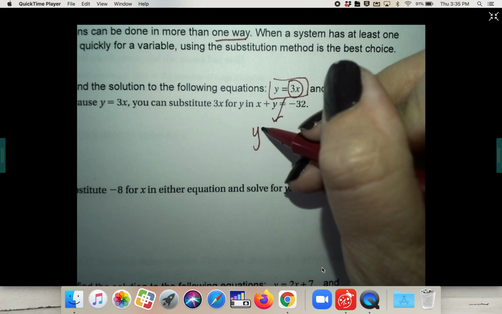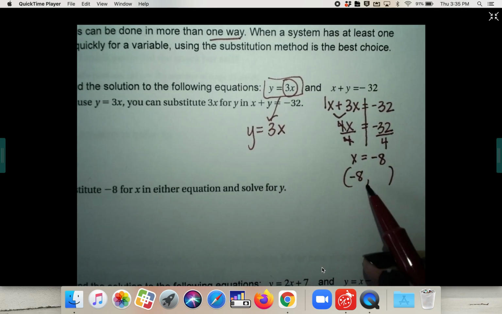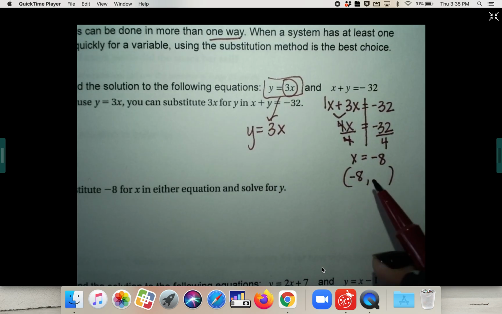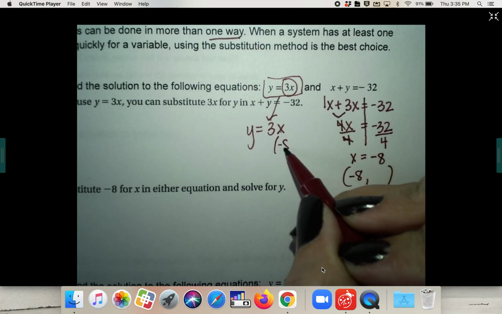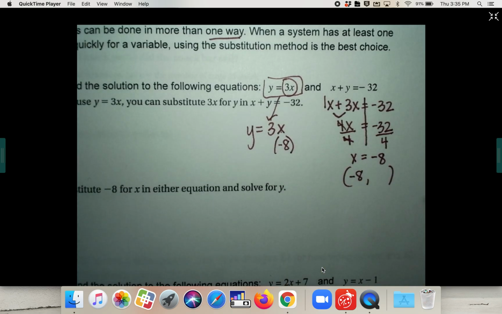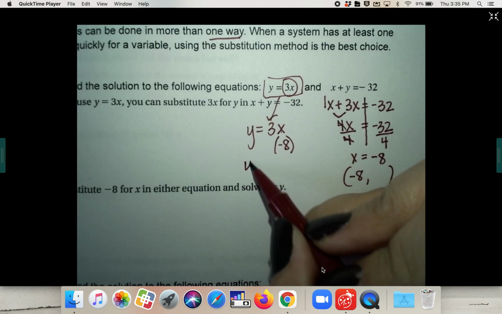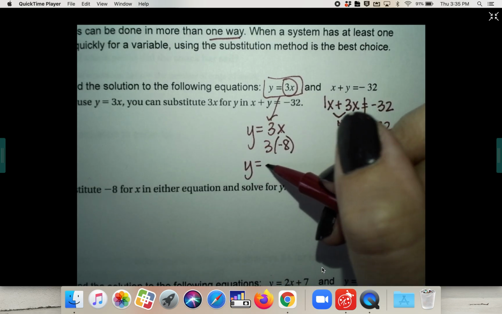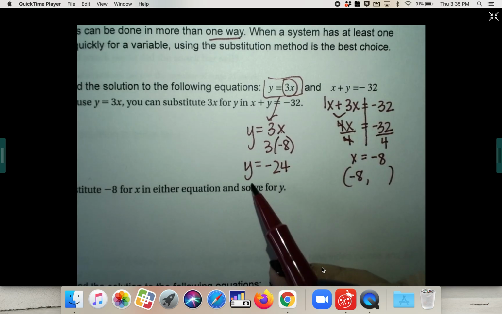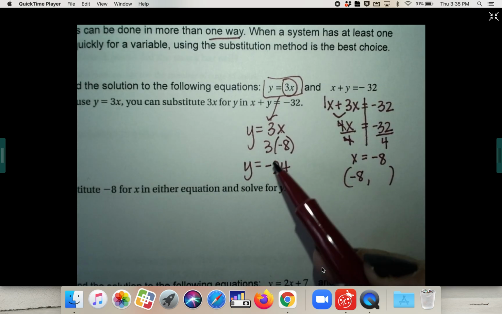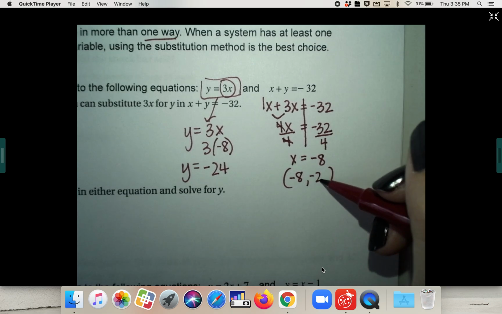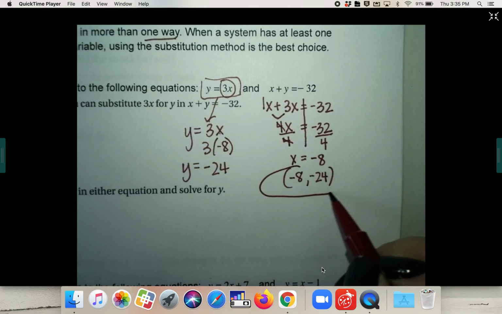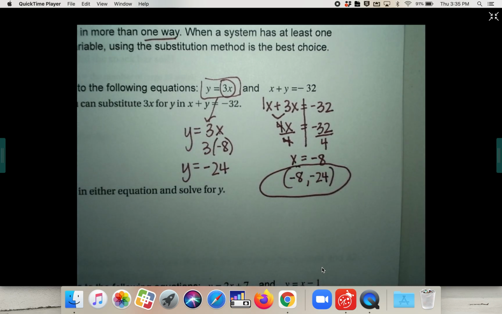So we're going to go back to y equals 3x. And now that we know x is negative 8, I want you to put negative 8 in here. We're substituting negative 8 in here for x. So y equals 3 times negative 8, which is negative 24. And now we have our y coordinate. It's negative 24. So put it all together, and our entire solution is negative 8, negative 24.